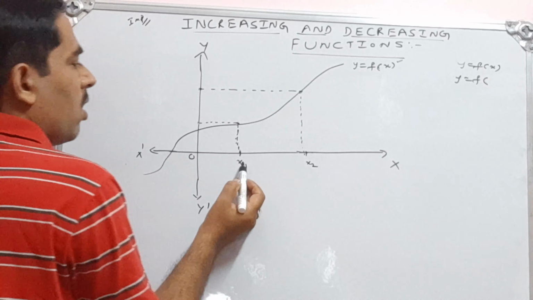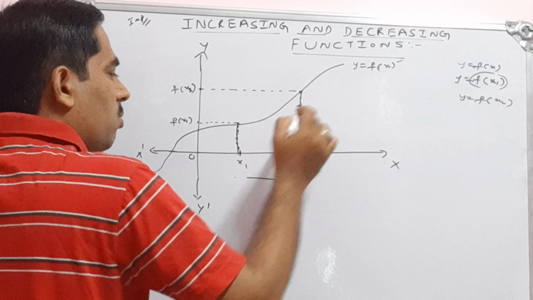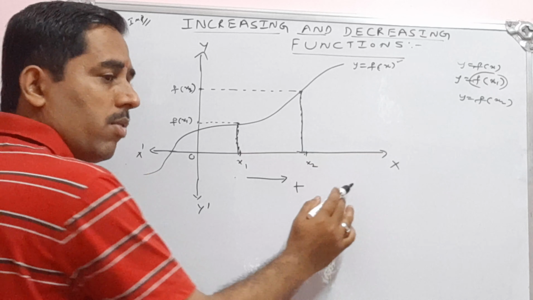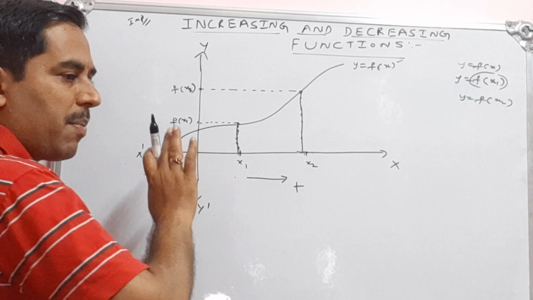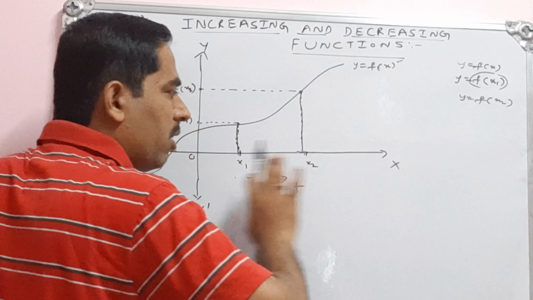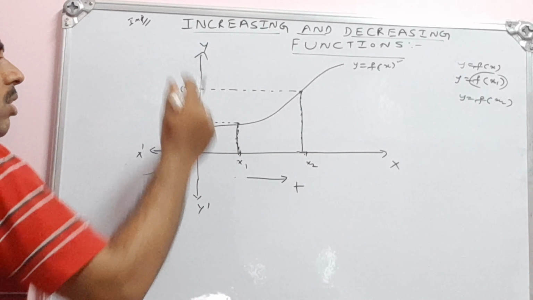Here, as I move to the right side of the origin, the values are increasing. As I move to the right side of 0, x1, x2, x3, x4, whatever the values, here only 2 values are considered. As the value of x increases, observe what happens to the height of the graph. The height of the graph goes on increasing. Here you can see the values.